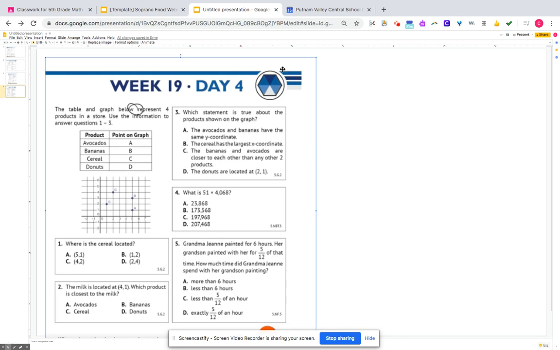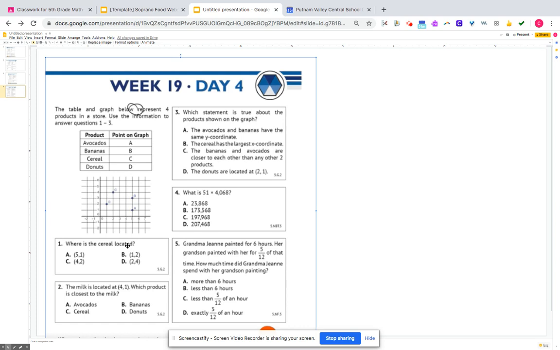Okay, here we are, week 19, day 4, page 119 in your multiple choice workbook. Hopefully this is becoming pretty simple for you as we've practiced this throughout the week. So let's take a look at this table. Similar to yesterday's, instead of having trees, today we have avocados, bananas, cereal, donuts, A, B, C, and D, located on this coordinate plane. So number 1 is asking us, where's the cereal located?